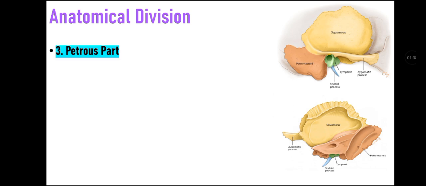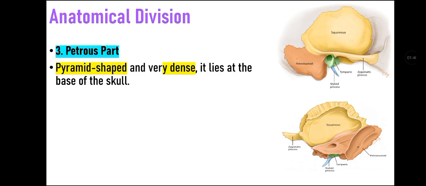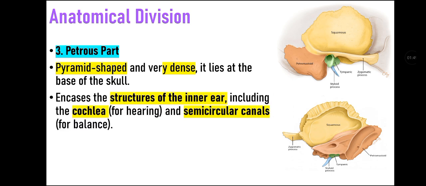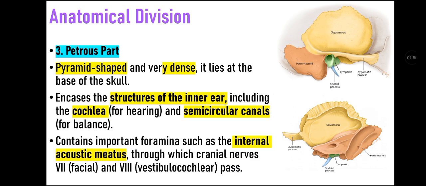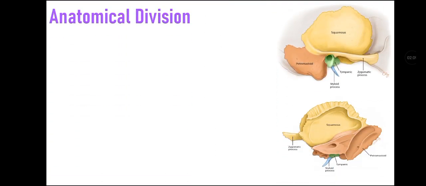Next anatomical division we have is petrous part. It is pyramid shaped and is very dense. It lies at the base of skull as you can see here in the diagram, the petrous part of temporal bone. It encases the structure of inner ear including the cochlea that is for hearing and semicircular canal that is for balance. It contains important foramina such as internal acoustic meatus through which cranial nerve 7 and 8 passes. 7th nerve is facial nerve and 8th cranial nerve is vestibulocochlear nerve.